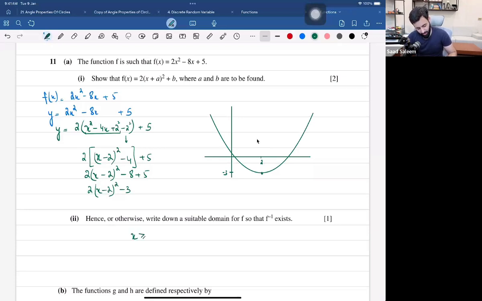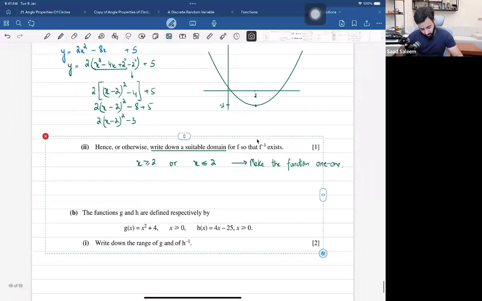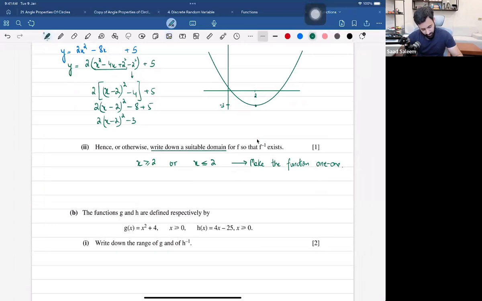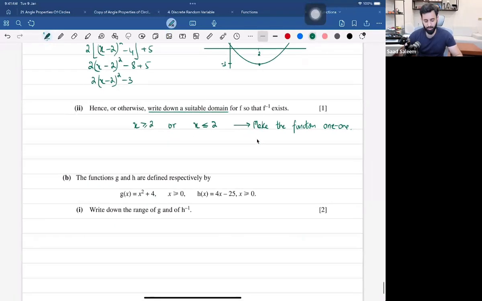Now you can change the domain to x is greater than or equal to 2. Now notice the question says write down a suitable domain. So that means there could be many suitable domains and you just have to write down one. Or it could be x is lesser than or equal to 2. Why are these suitable domains? Because these domains make the function a one-to-one function. All right, so I hope it's clear. Now, let's do part B, part 1.